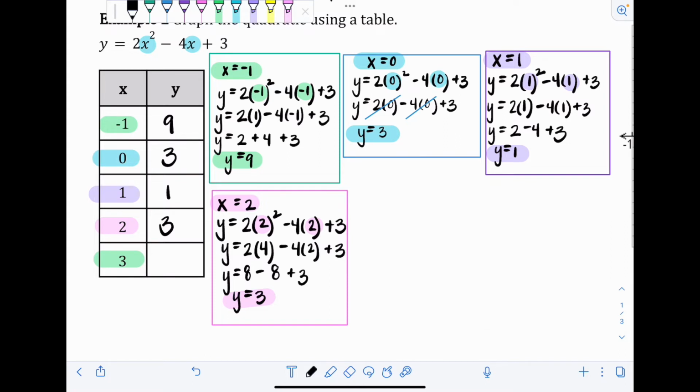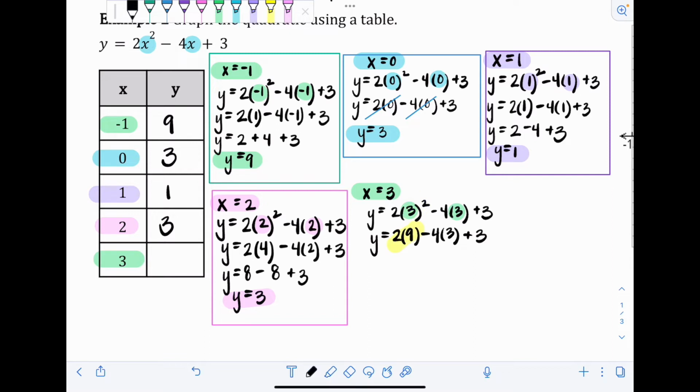So the next one is going to be x equals 3. It's our last x value. So same process, y equals 2 times 3 squared, and then minus 4 times 3, and then plus 3 at the end. So exponents first, so y equals 2 times 3 squared is 9, because it's 3 times 3, and then minus 4 times 3, and then plus 3, and then now we can multiply.